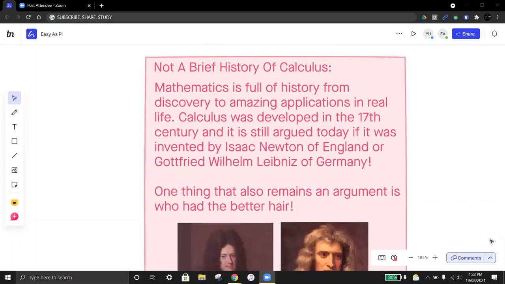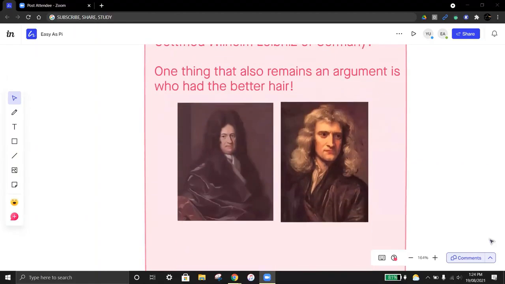But before we delve into some questions and some tips, I'm going to go over, well, not a brief history of calculus to understand where it comes from. Mathematics is full of history, from the discovery to amazing applications in real life. It was developed in the early 17th century and is still argued today if it was invented by Isaac Newton of England or Gottfried Wilhelm Leibniz of Germany. Although one thing that also remains an argument is who had the better hair.